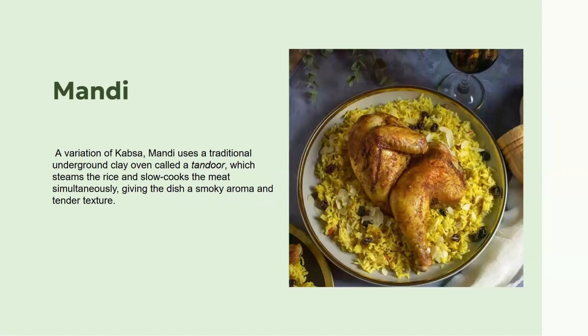The next dish is known as mandi, which is a variation of kabsa. Mandi uses a traditional underground clay oven called a tandoor, which steams the rice and slow cooks the meat simultaneously, giving the dish a smoky aroma and tender texture.